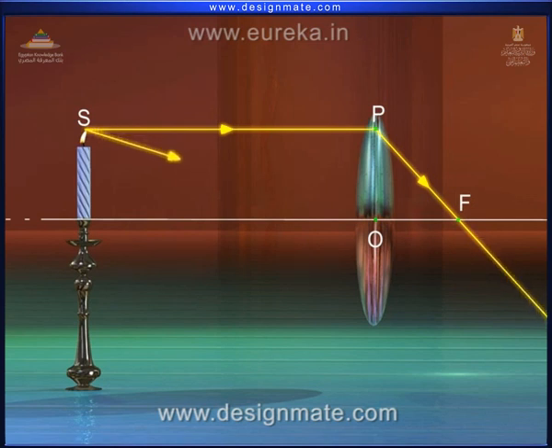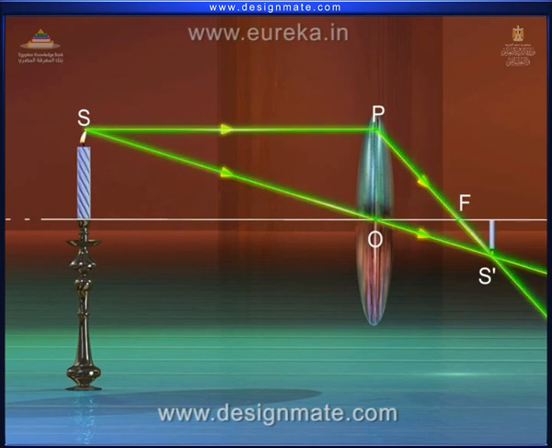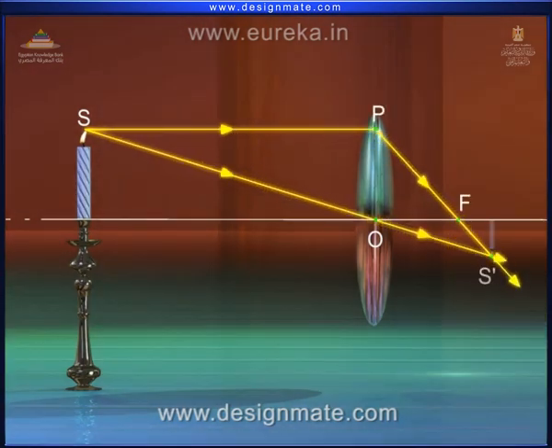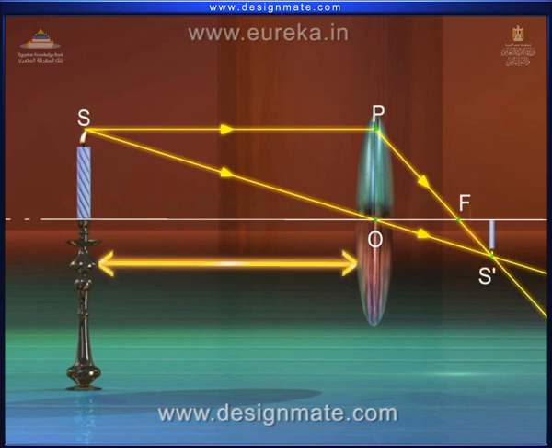Another ray from the top of the candle passes through the optical center O of the lens and travels straight to intersect with the previous ray at a point S'. An image is formed at this point, where two rays coming from the object intersect each other. Hence, we have seen how an image is formed in a convex lens. But the image of an object changes depending on the object's distance from the lens.